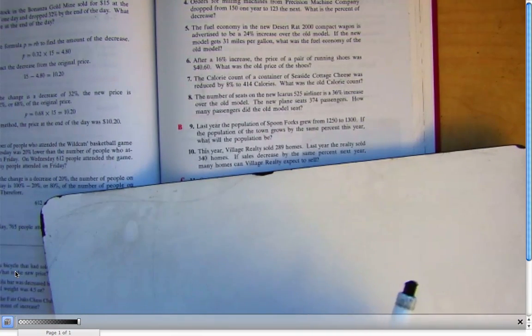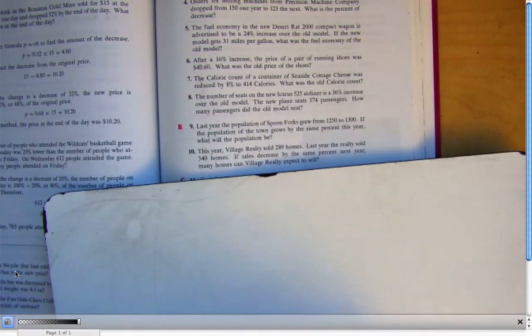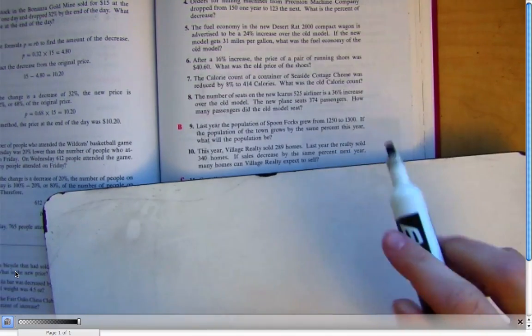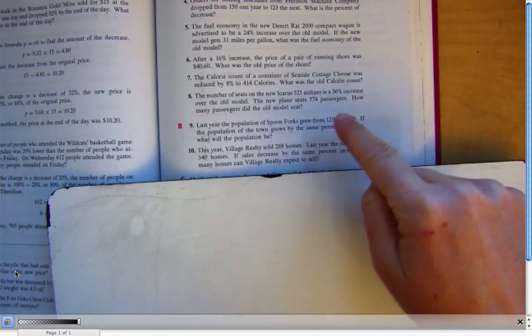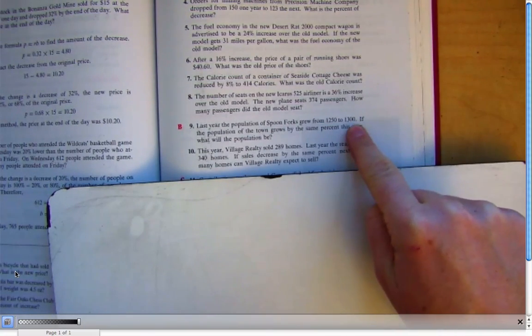This is actually a two-part question. Let's focus on just part one, because I'm not going to give you ones this complicated on a quiz or a test. It's going to be the basic part. This one is asking, basically, to find the percent increase. It went from 1,250 to 1,300. So go ahead and pause it and try to find the percent increase if it's going from 1,250 to 1,300.